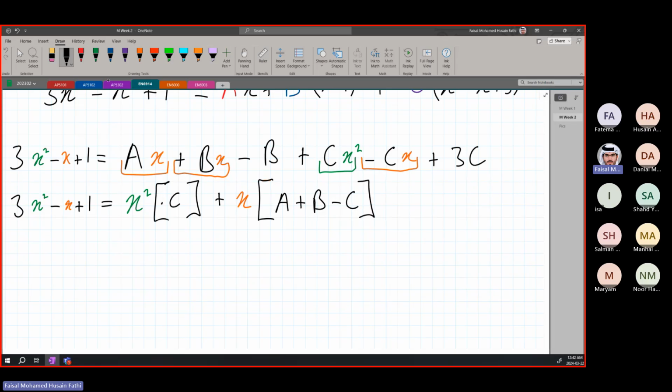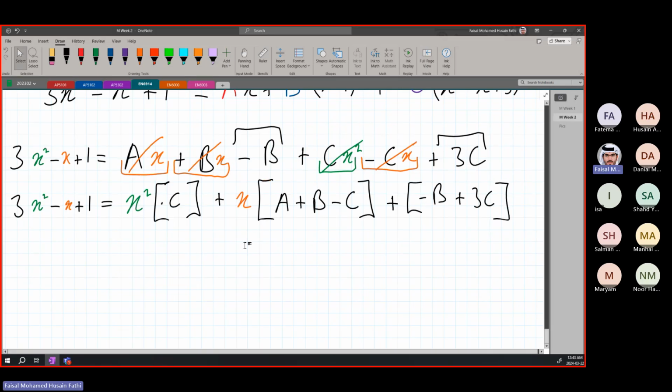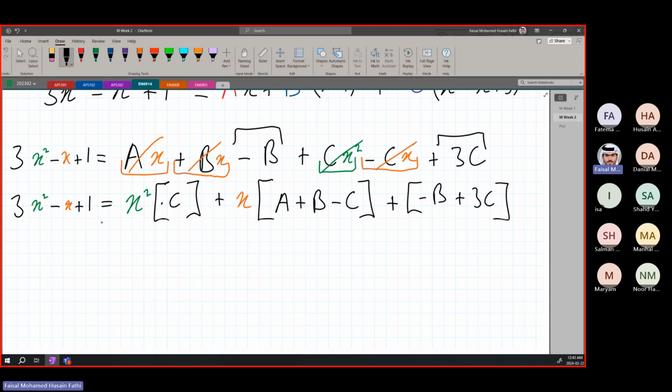We close this, and we will group everything else together now. Anything we're finished with, we just remove it so we don't get confused. We're done with this, and we're left with minus b, and the plus 3c. Alright, as I said, we are grouping everything related to x squared together, everything related to x together, and everything that has no x's together. And now we will compare.